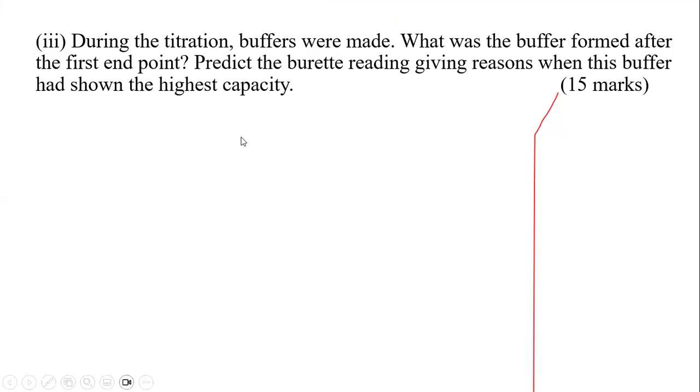During the titration, what was the buffer formed after the first endpoint? Predict the burette reading, giving reasons, when this buffer has shown the highest capacity. What is a buffer? How do you make a buffer? Can you answer?